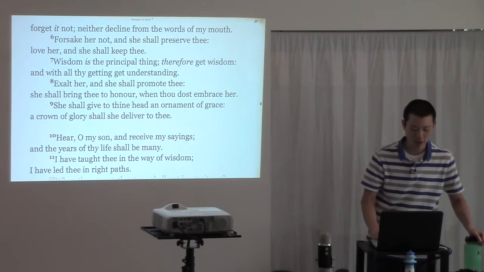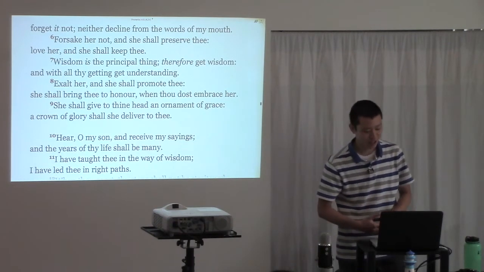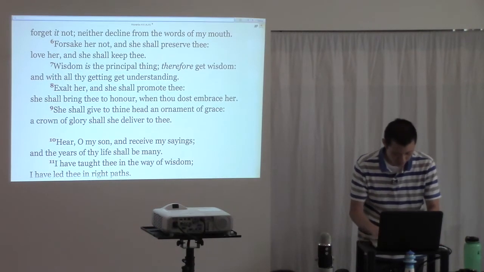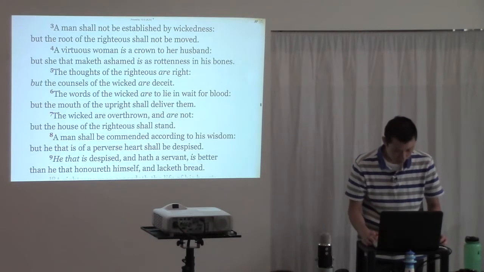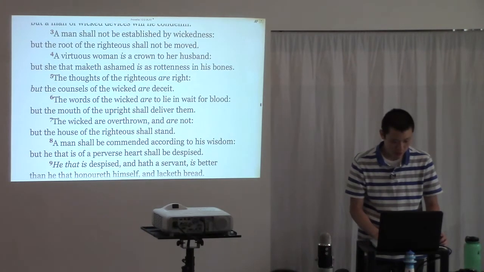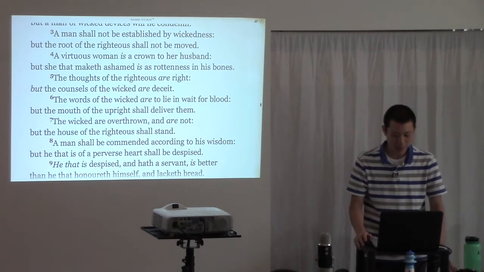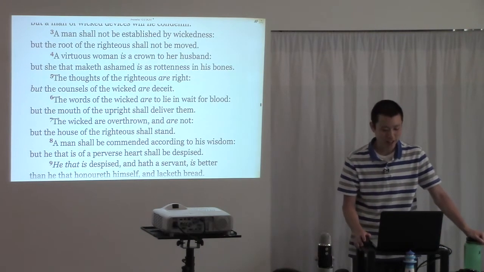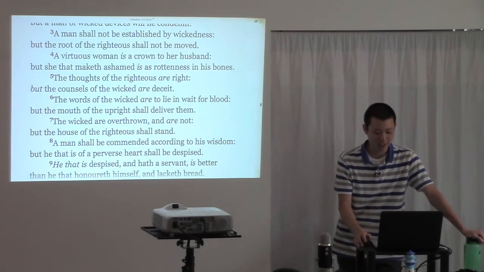So we see here again the crown of glory linked in to keeping the commandments and having that good testimony. Let's go to Proverbs 12, verse 3. Look at this. A man shall not be established by wickedness, but the root of the righteous shall not be moved. And verse 4 in particular, a virtuous woman is a crown to her husband, but she that maketh ashamed is as rottenness in his bones.